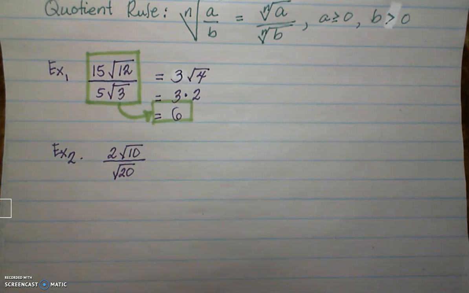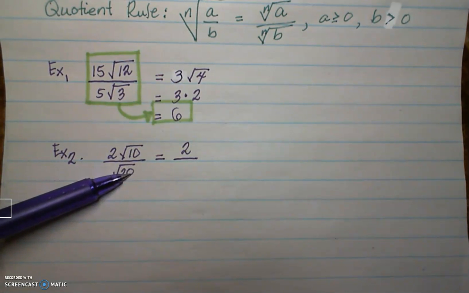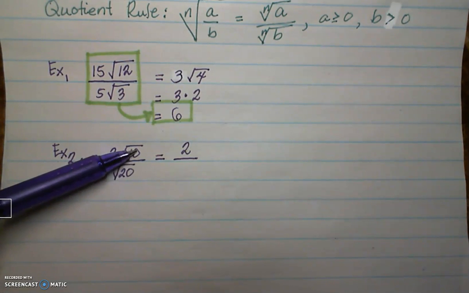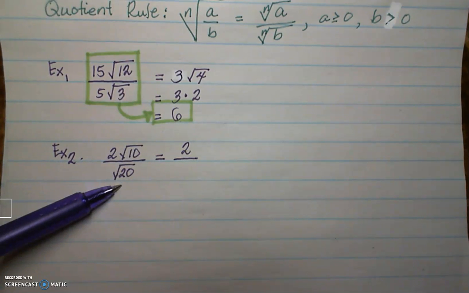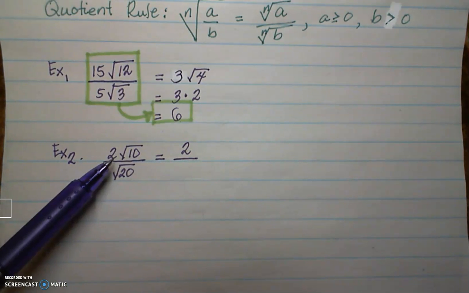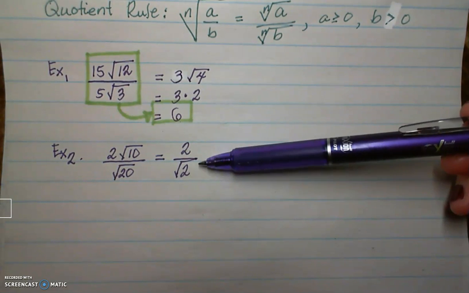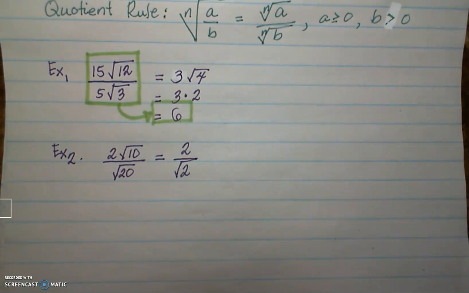Example number 2: 2 square root of 10 over square root of 20. So let us begin. If we operate on these radicals, square root of 10 over square root of 20 is going to be square root of 2 here at the bottom, and the 1 goes on top. What you have to understand is that a radical in the denominator is not permitted. So that is not considered the simplest form, and so that needs to be removed.